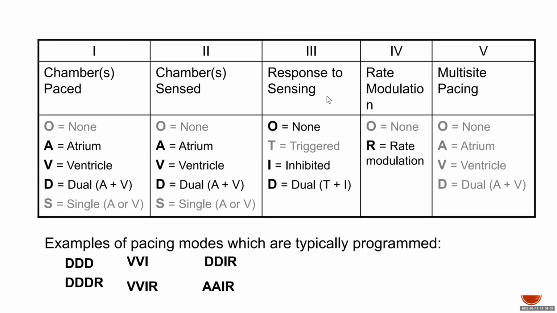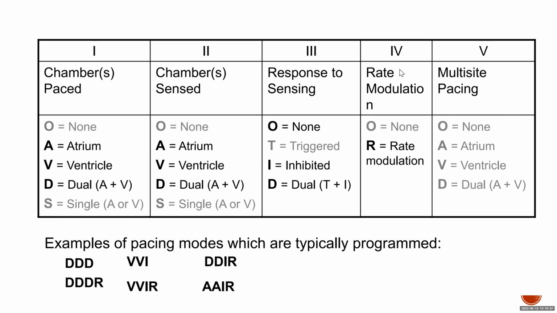Third is the response to the sensed event. So when the device senses an intrinsic activity, what does it do? Does it trigger a pacing event, or does it inhibit, or does it do both? Or is it just not watching, which is O? So I means inhibit. When it senses something, it asks the device not to pace. T means if it senses an event, it asks the device to pace. O, it's just not watching. D, dual, means it does both.